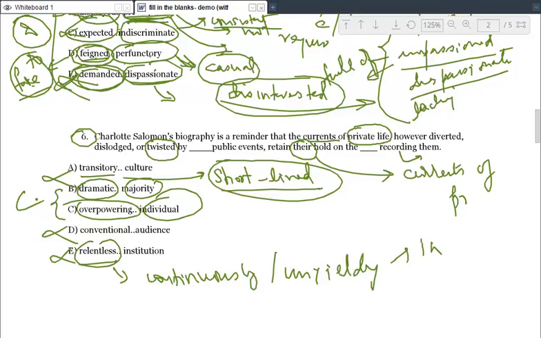So Charlotte Salomon's biography is a reminder that currents of private life, however diverted, dislodged or twisted by overpowering public events, retain their hold on what? The individual who is recording them, who is undergoing them, who is observing them, who is feeling them. Are we clear about it, people? Everyone is happy with this kind of reasoning? Shall I go to the next question, people?